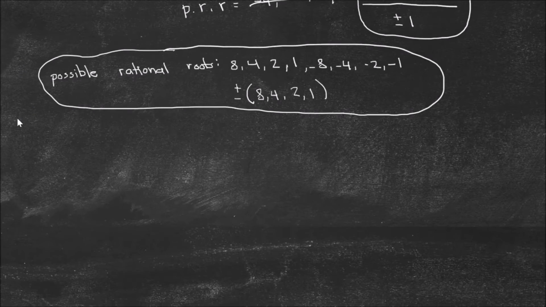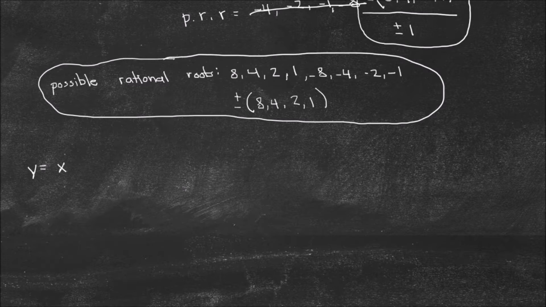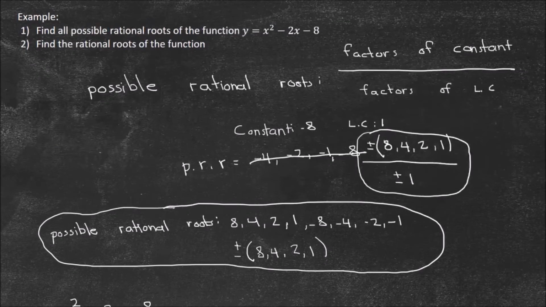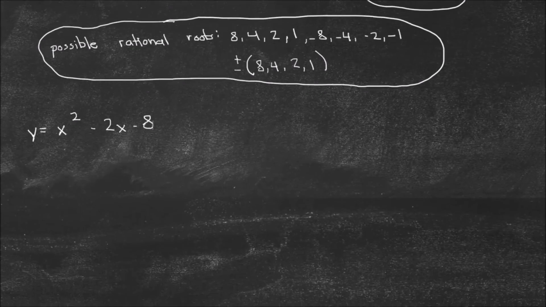So now that we figured out the possible ones, we have to be careful because the theorem does not say that these are the zeros. It says they are the possible ones. And if you remember, to test them, we have to plug it into the function and see which ones give us the value of 0. So let's rewrite our function. We have y equals x squared minus 2x minus 8. I think that's what it was. Let me check. Yeah, x squared minus 2x minus 8.